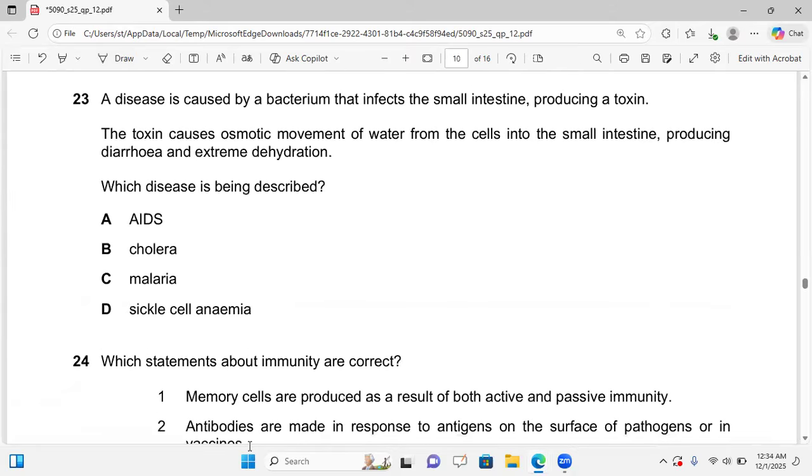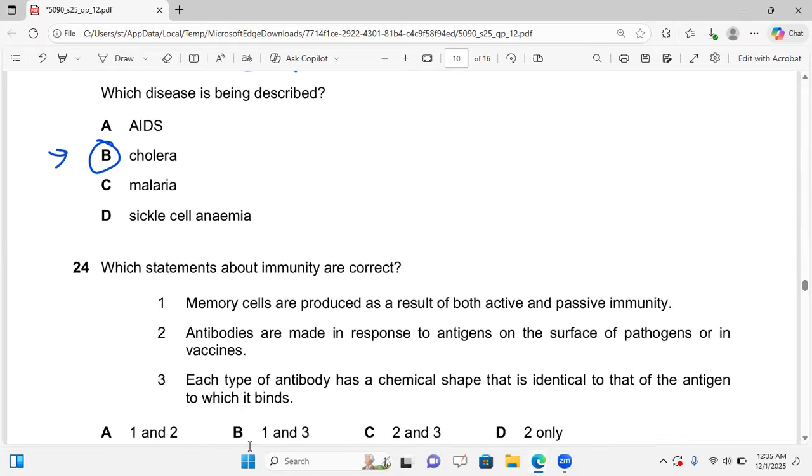Okay, a disease is caused by a bacterium that infects the small intestine, producing a toxin. The toxin causes the osmotic movement of water from the cell into the small intestine, producing diarrhea and extreme dehydration. Which disease is being described? So I will say here it is cholera. These are the symptoms of cholera, intestine producing diarrhea and extreme dehydration. This is called cholera. These are the symptoms of food poisoning.